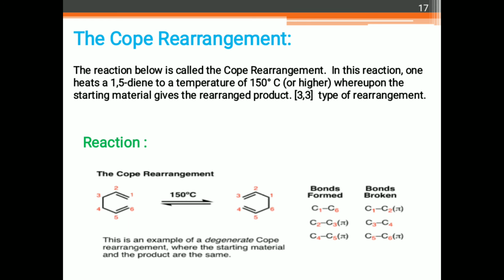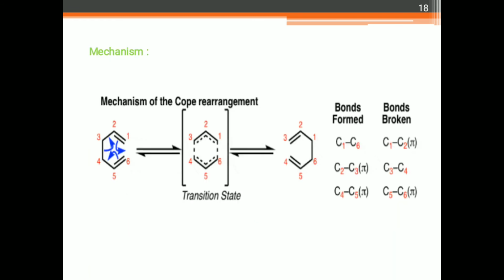In this reaction, the pi bonds between C1 and C2 and between C5 and C6 are broken, and the sigma bond between C3 and C4 is broken. A sigma bond is formed between the C1 and C6 carbon atoms, and pi bonds are formed between C2 and C3 and between C4 and C5. Here is the mechanism of the Cope rearrangement.